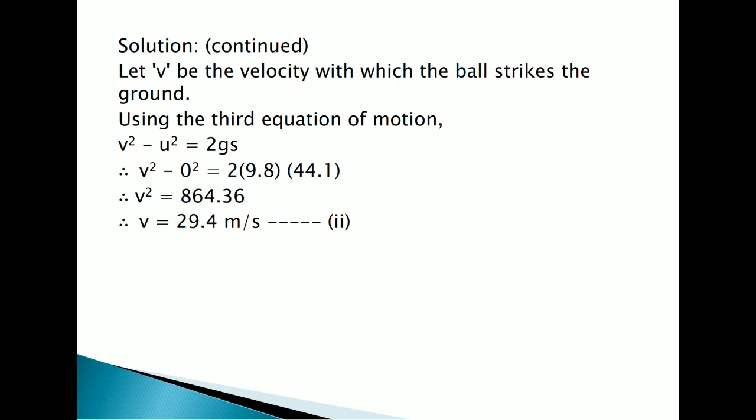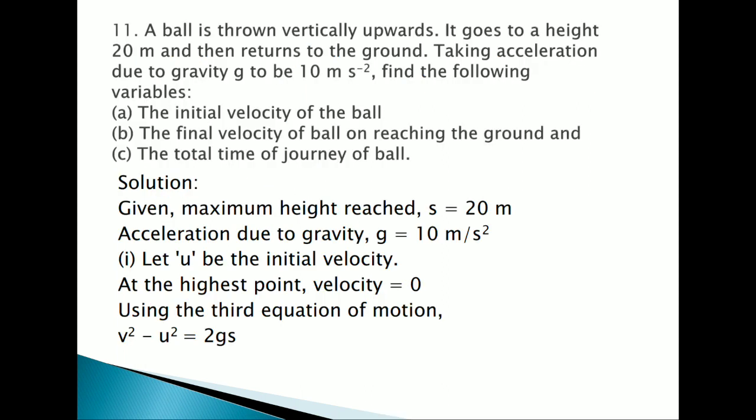If you leave the answer like this also, then it will do. 864.36 meter per second, ऐसे लिख देना. या फिर also you can write v is equals to under root 864.36 meter per second. It will be more appropriate. Okay, so write v is equals to under root 864.36 meter per second. ठीक है, चलो next one.